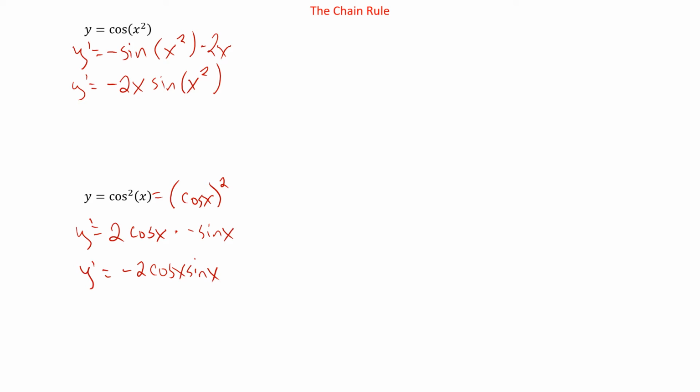So notice in this first one, the stuff inside the trig didn't change. In the second one, the stuff inside the square didn't change. That stayed as a cosine. So again, you do not change the inside function.